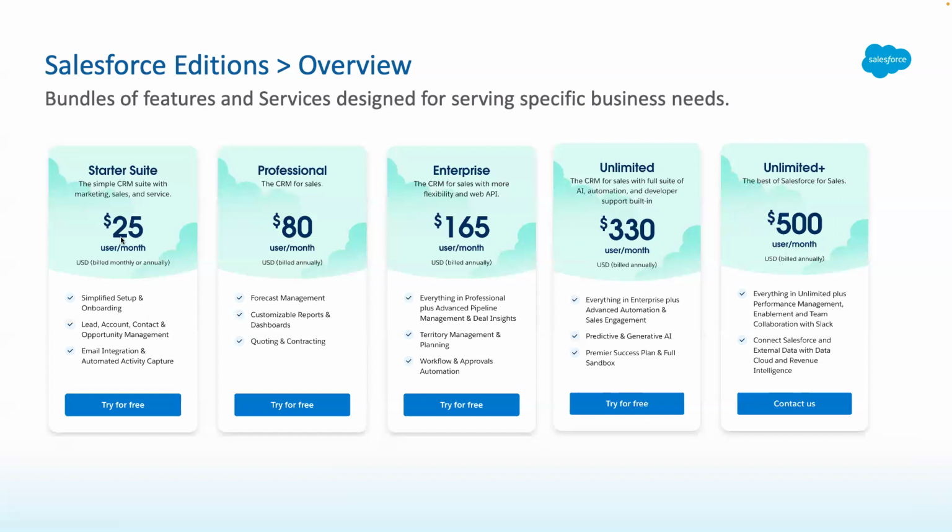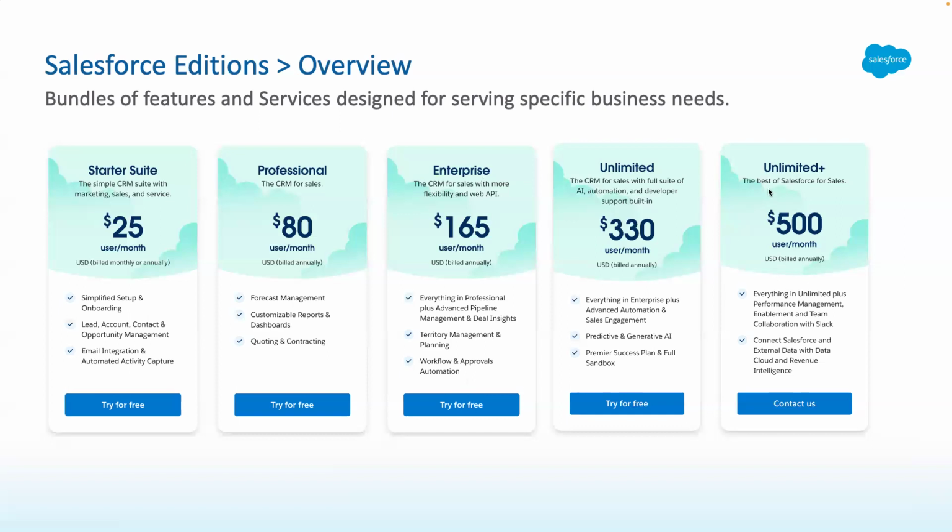So they have $25 per user per month, and then you can get the lead, account, contact and opportunity management. If you want Professional, which is a combination of everything that you get in your Starter, plus in addition, you'll get forecasts, reports and dashboards, and quoting and contracting. On top of that, if it is Enterprise, you can get everything that is in Professional, plus additional territory management and workflows and approval automations. So as you move up, everything that is in the lower plus additional features.